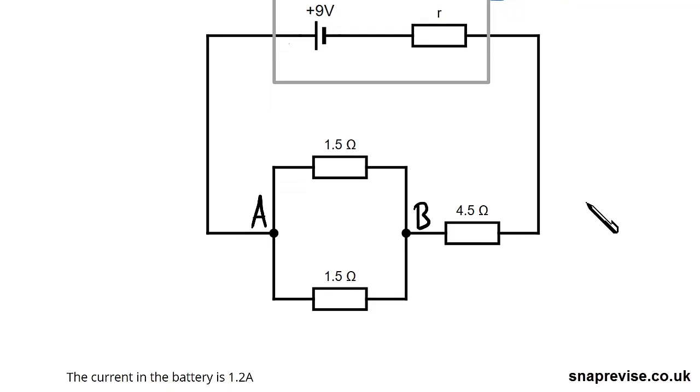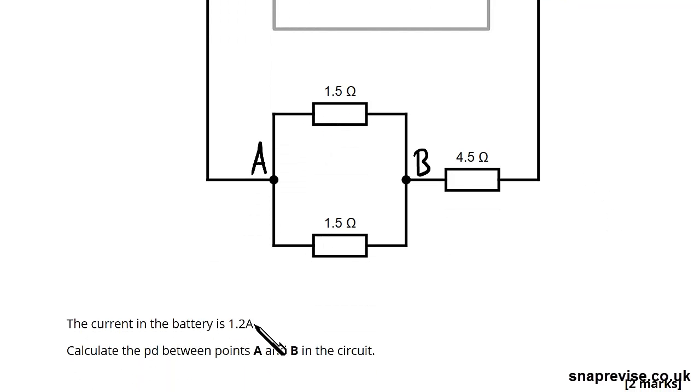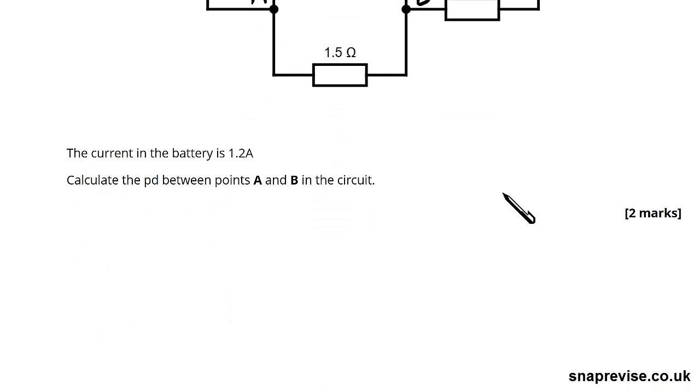So what do they want us to do? Well, we're told that the current in the battery is 1.2 amps. They'd like us to calculate the potential difference between points A and B in the circuit. So this is relatively straightforward. We've done this quite a lot.